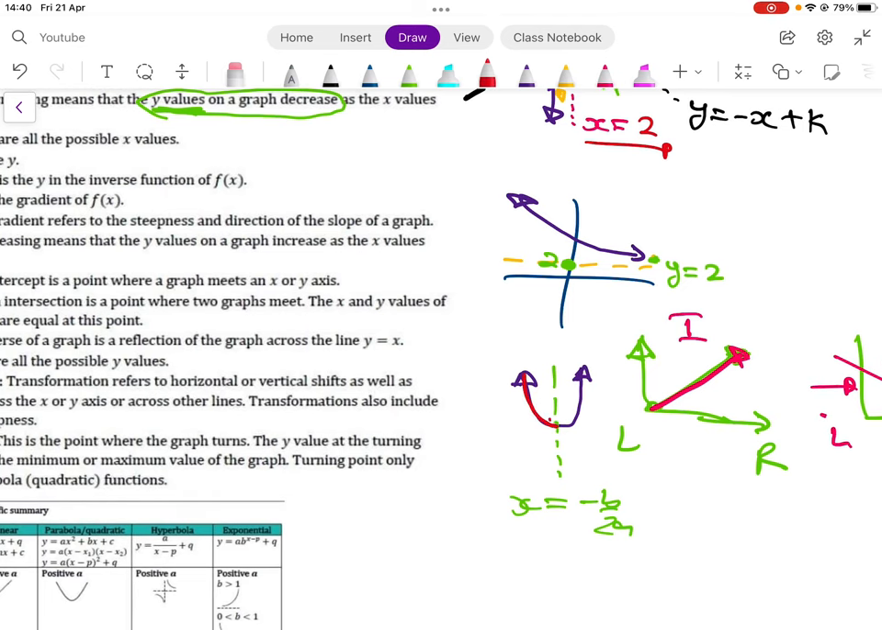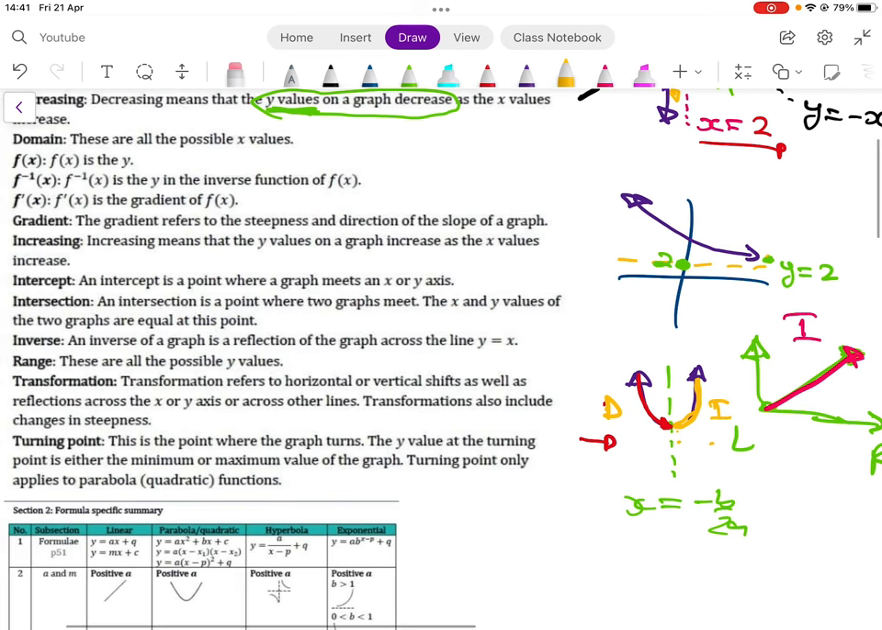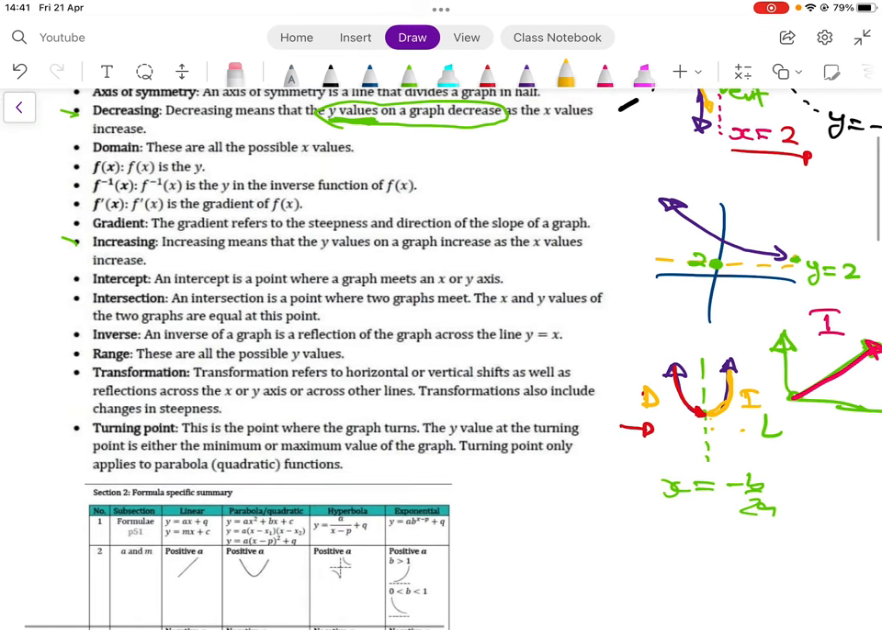In this portion, as you can see, the y values are decreasing as you move from left to right, and in this portion, the right hand side, as you move from left to right, the y values are increasing. So this is a decreasing side, and this is an increasing side of the function. I think now it makes sense what increasing and decreasing is.